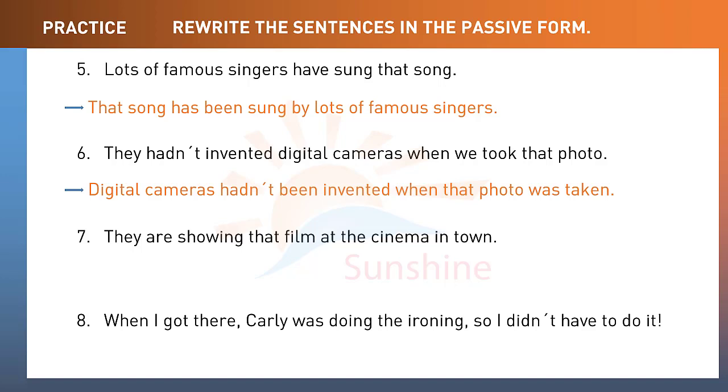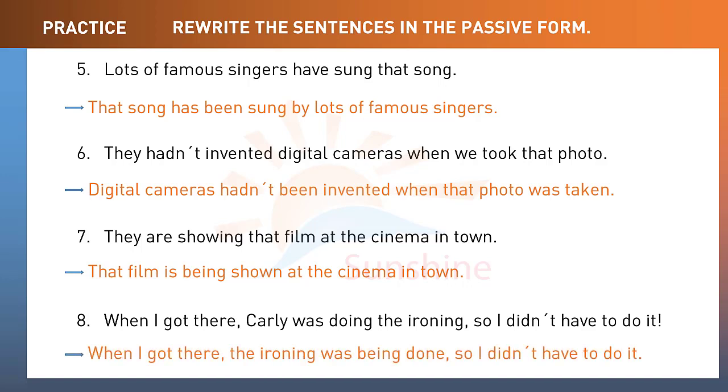Here we have omitted the agent. Number 7. They are showing that film at the cinema in town. In the passive voice, that film is being shown at the cinema in town. Number 8. When I got there, Carly was doing the ironing, so I didn't have to do it. In the passive voice, when I got there, the ironing was being done, so I didn't have to do it. Again, we've omitted the agent from this sentence.